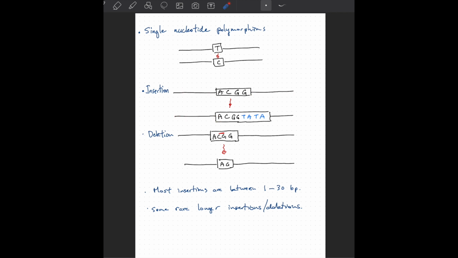The converse of the insertion is the deletion. So, for example, I have ACGG. These two bases here might be lost, and so this A and this G become adjacent in the new chromosome. These kinds of mutations, insertions and deletions, aren't very long. They tend to be around 1 to 30 base pairs, maybe slightly longer. Maybe there are some that are 100 base pairs or so, and very few that are 1,000 base pairs.